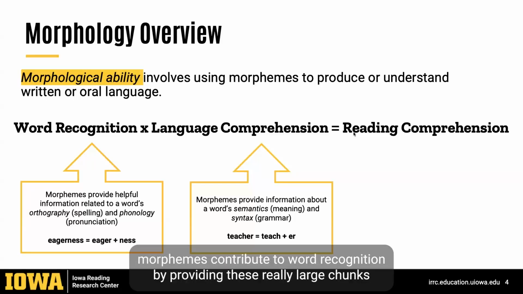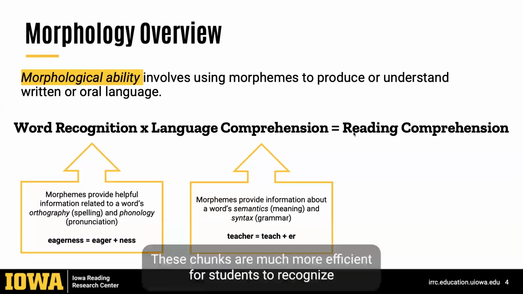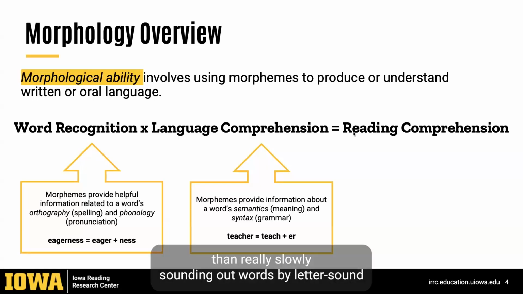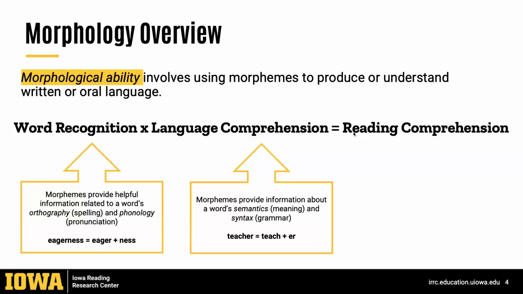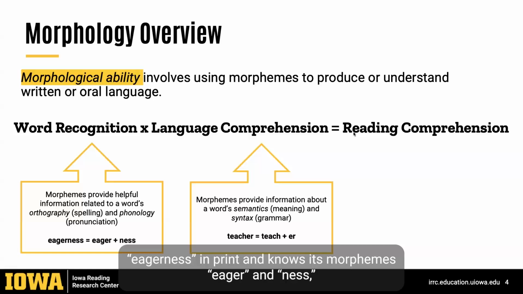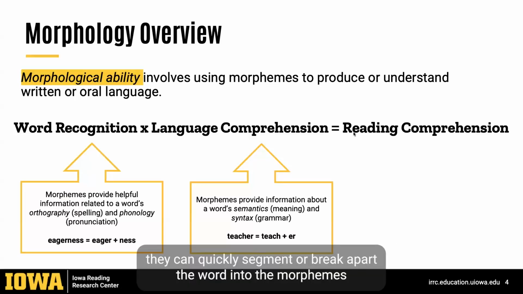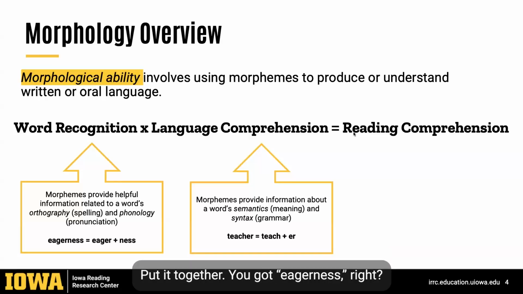So that really rich information contributes to language comprehension. Second, morphemes contribute to word recognition by providing these really large chunks of spelling and pronunciation patterns for words. These chunks are much more efficient for students to recognize than really slowly sounding out words by letter sound correspondences or even syllables in some cases. For example, if a reader sees the word eagerness in print and knows its morphemes, eager and ness, they can quickly segment or break apart the word into the morphemes and retrieve the pronunciation of each. Eager, ness. Put it together, you got eagerness, right?